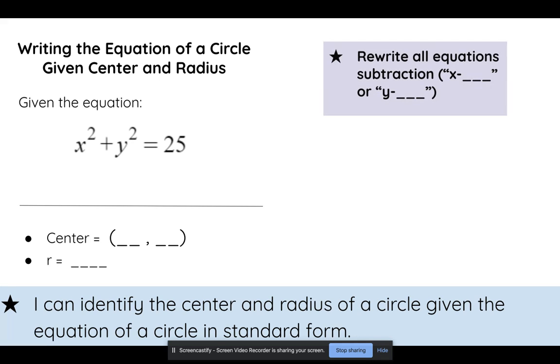This one looks kind of strange. I'm not subtracting anything from x or anything from y. If I measure nothing, 0 represents nothing. So I'm subtracting 0 from x, and I'm subtracting 0 from y. So my circle is actually centered at the origin, 0, 0. Again, this 25 represents r squared, so my radius is the square root of 25, which is 5.